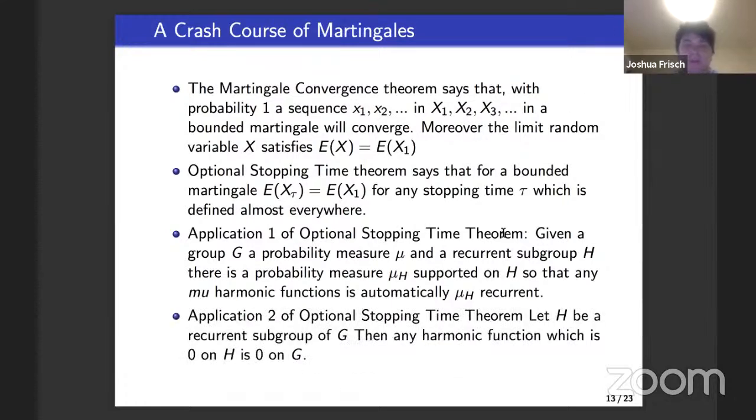Application two says if you're zero on a recurrent subgroup, then you're zero everywhere. Again, the idea is to take the stopping time, which is when you hit that recurrent subgroup H. So I take my random walk and I wait till I hit H. Well, at H it's zero. So by the optional stopping time theorem, it's going to be the average according to some complicated measure of zero. But it doesn't matter which measure you average zero over. I can choose any weird multipliers of zero I want and add them together, and I'm still going to get zero. So one way to interpret this is that a harmonic function is entirely determined by its values on a recurrent subgroup, or more generally, a recurrent subset.